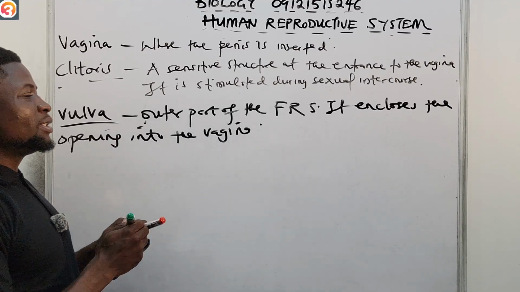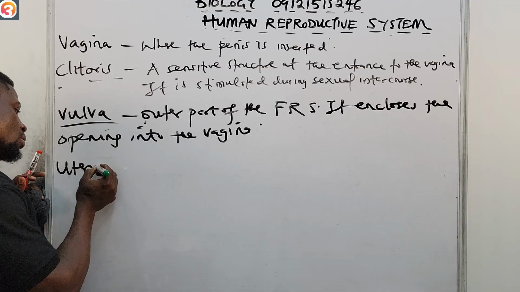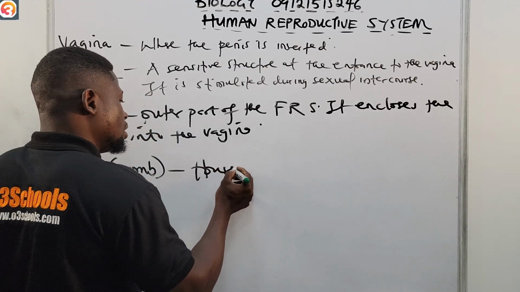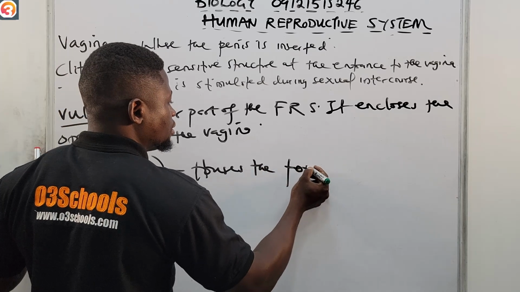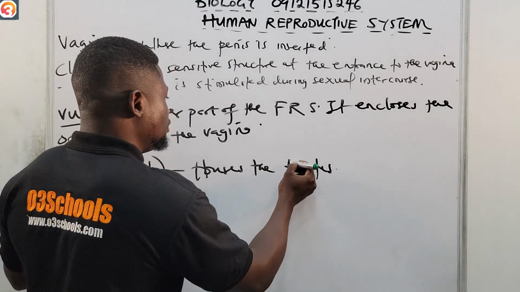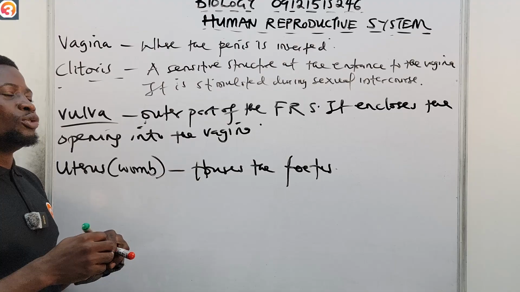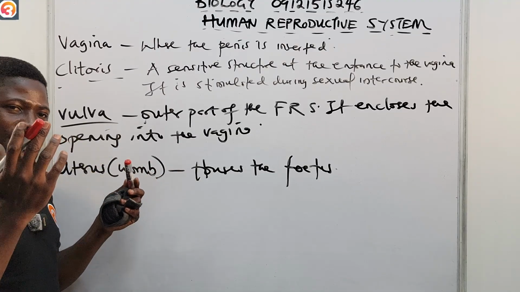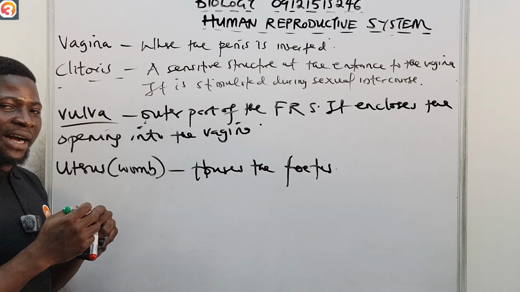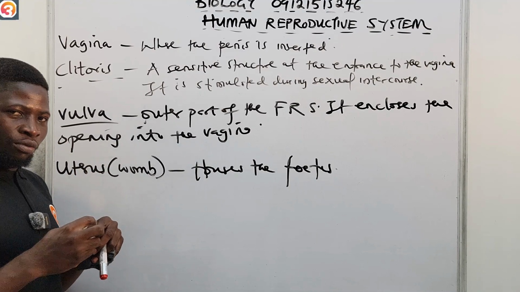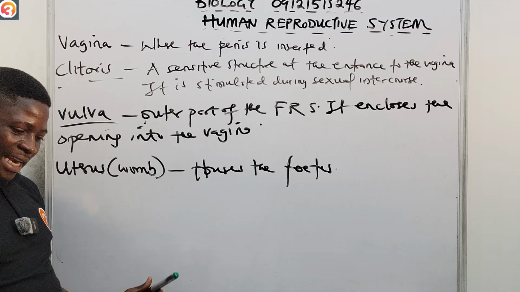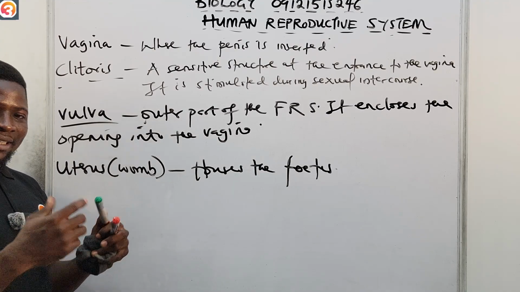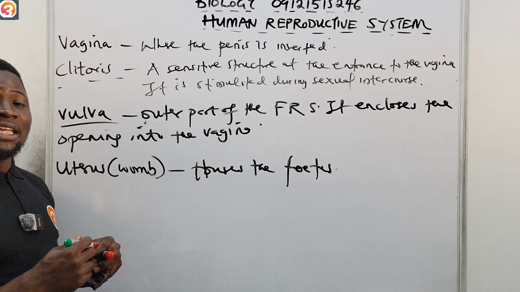Then we now have the uterus, or the womb. This uterus or womb houses the fetus until the fetus is developed. It helps to house the fetus and nourishes it till the fetus is ready to be delivered. So that is the womb, or the uterus. When I say belly, that belly that you see, it houses the fetus until the baby is ready to be delivered.